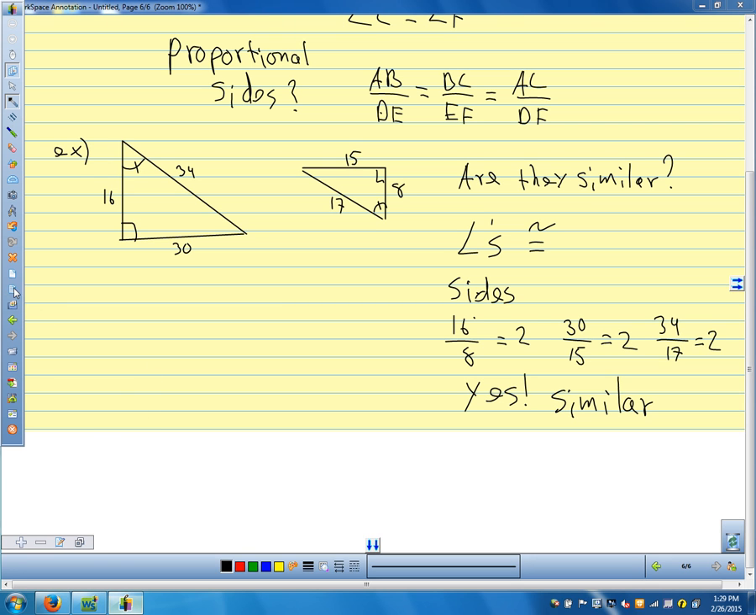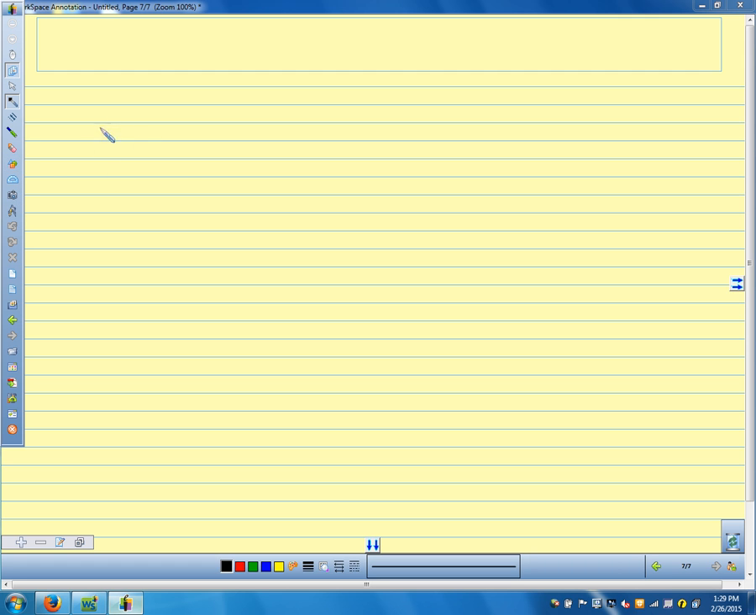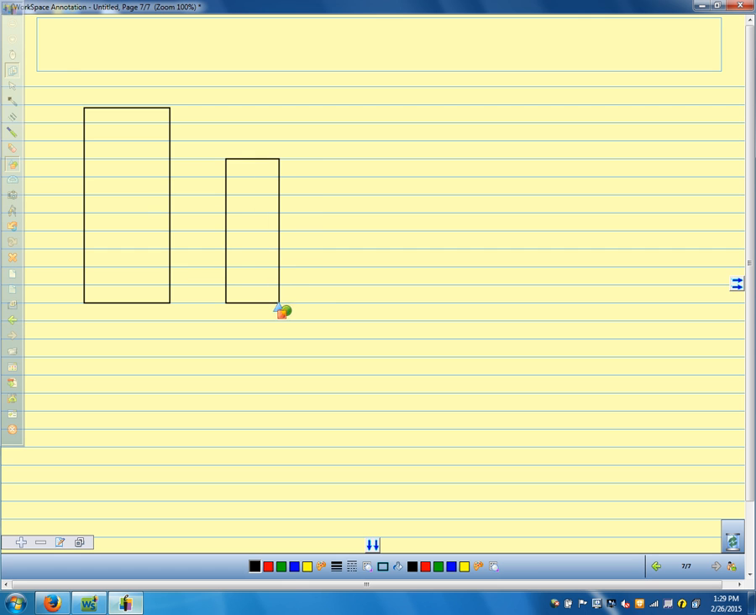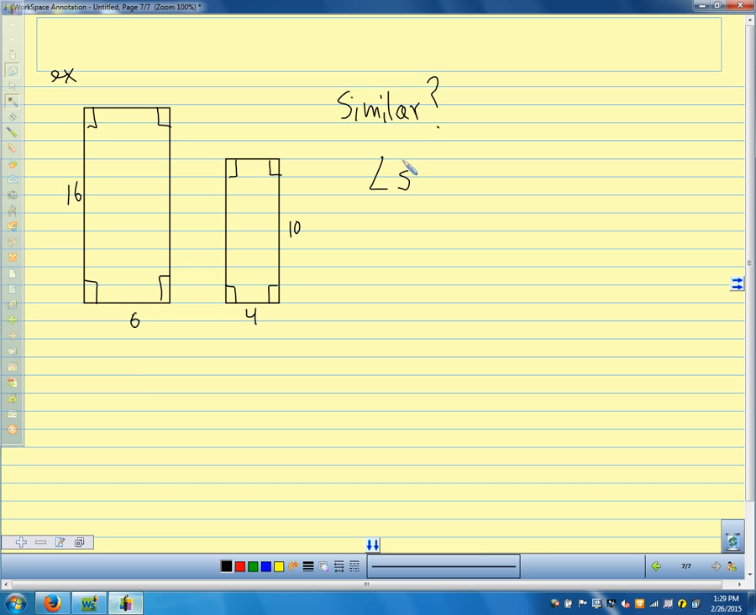All right, let's look at a couple more shapes. This time we'll look at rectangles. Let me change this around. All right, are these similar? Are all the corresponding angles congruent? Yep, so the angles are okay. They're all 90 degrees. Now we need to say, are the sides proportional? So let's make a ratio of the sides and see if they're the same. What side are we going to compare to the side 16? The 10 side.